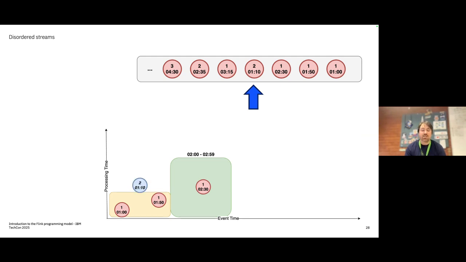However, we now read the message at 1:10. This message is late in terms of it has arrived where it has an event time that is earlier than a message that's already on the log. Flink would look to put this into the bucket for 1 to 1:59, except it can't. It's already closed that because of the watermark generated by the event at 2:30.